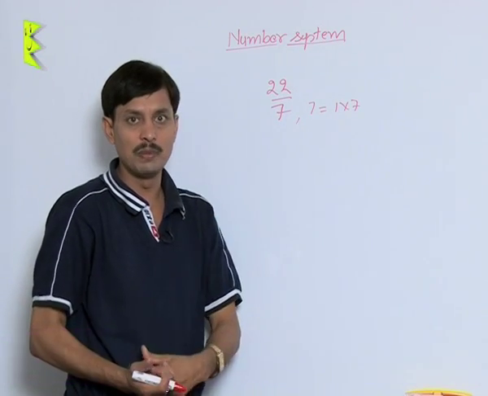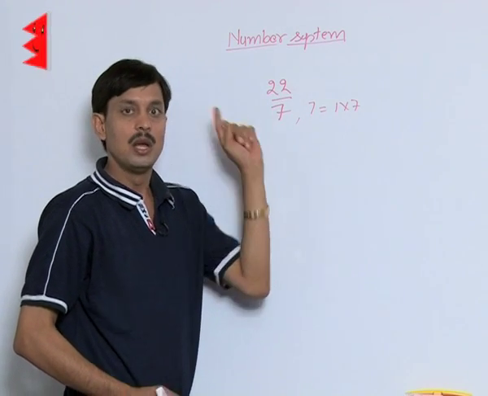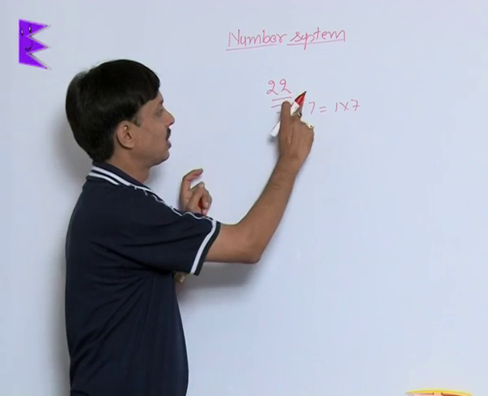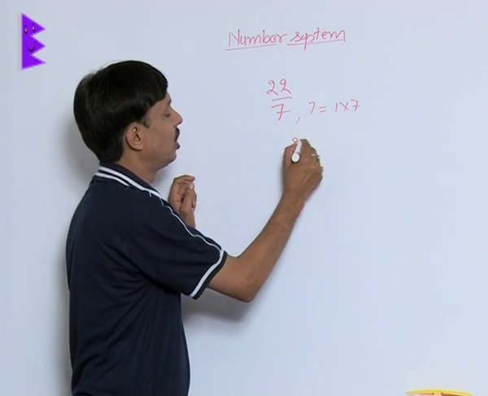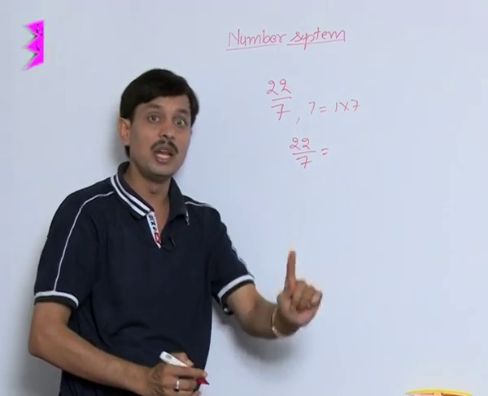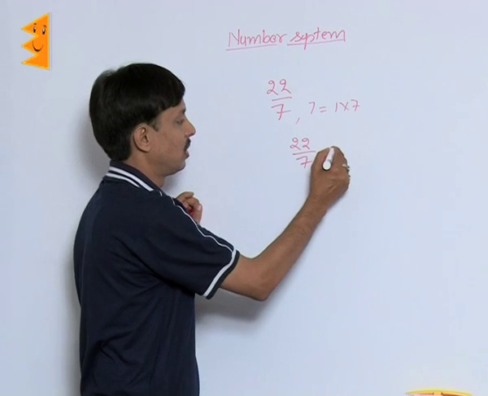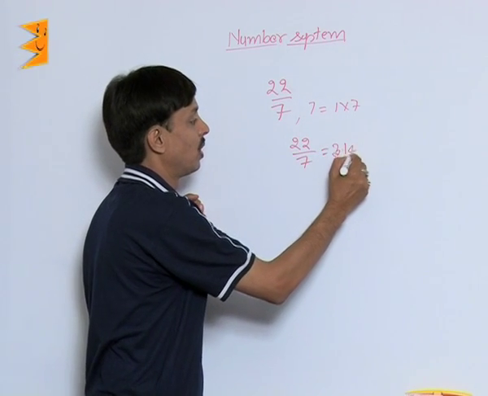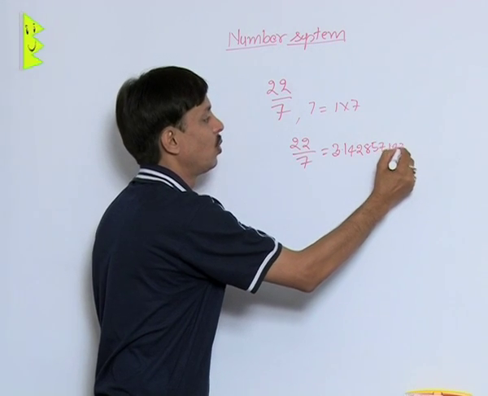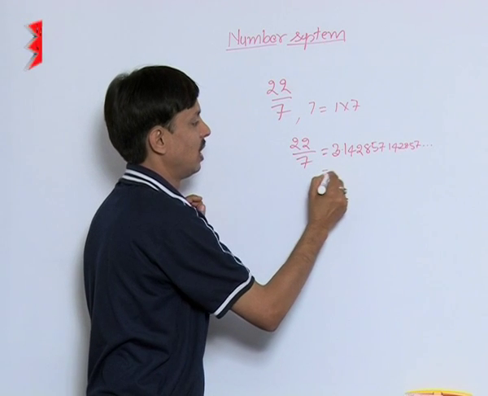Now repetition after how many places? How long do we have to keep the patience? Whatever is written in the denominator is 7. Subtract 1 from it, it becomes 6. So the decimal conversion of 22 upon 7 will repeat on or before 6 places. Its answer is to be taken as 3.142857, 142857 dot dot dot.